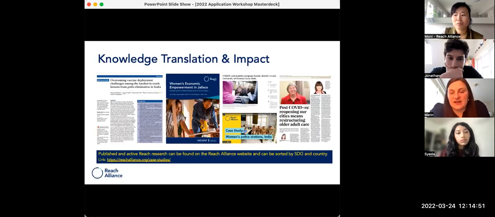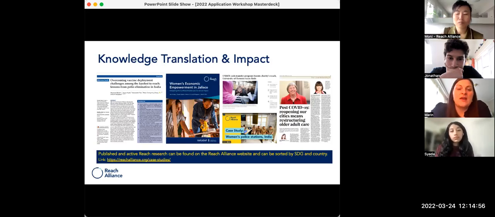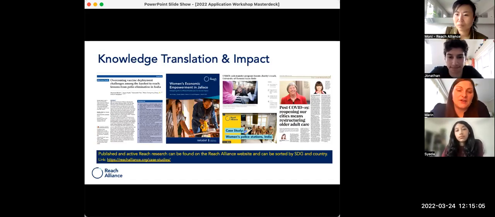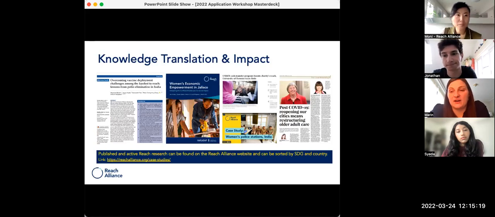These are just a couple of examples of knowledge translation outputs that we have. There's a case study report on this slide, Women's Economic Empowerment in Jalisco, Mexico. That is an example of one of our case study reports. To the left of that, you can see an article that was published in the BMJ Global Health. So many of our teams do go on to produce outputs and articles for peer-reviewed publications. On the right of that, you see an article that's in the Globe and Mail and also the Hill Times. So again, these are deliverables that are being authored by our researchers.